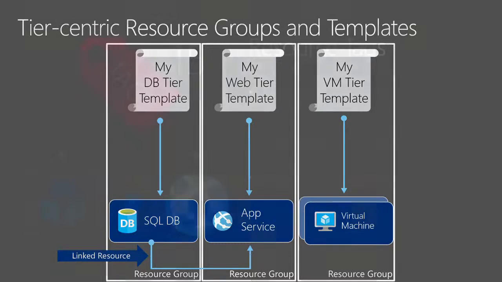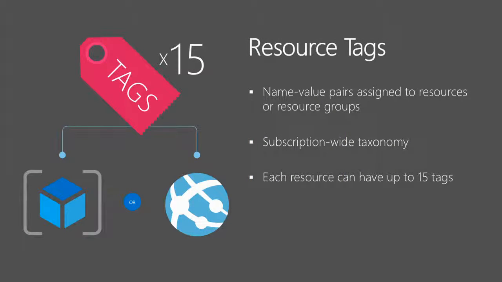So, we've talked about resource groups. We've talked about linked resources. And I want to talk a little bit about resource tags. So resource tags are name-value pairs that are assigned to resources or resource groups. And what this does is this gives you a subscription-wide taxonomy for organizing or categorizing all of your resources. Each resource or resource group can have up to 15 tags each.